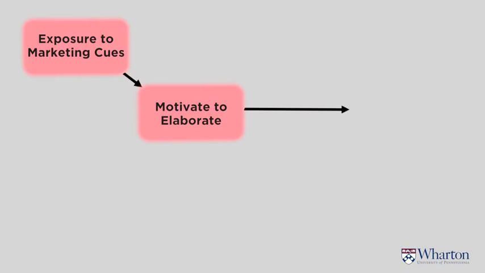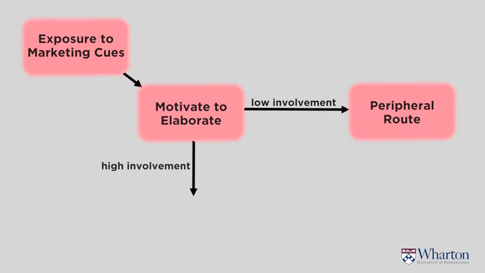So what we're saying here is that the consumer is exposed to marketing cues. Now, the first thing is you ask the question, is the consumer motivated to elaborate? Are they going to pay attention and think about your message? If the answer is no, they're not, then that's low involvement. And then don't give a message they have to think about. Use peripheral cues.